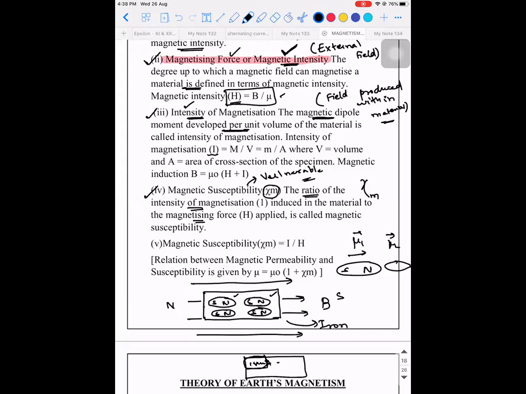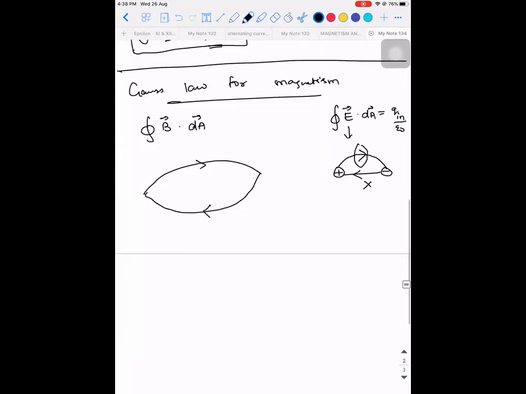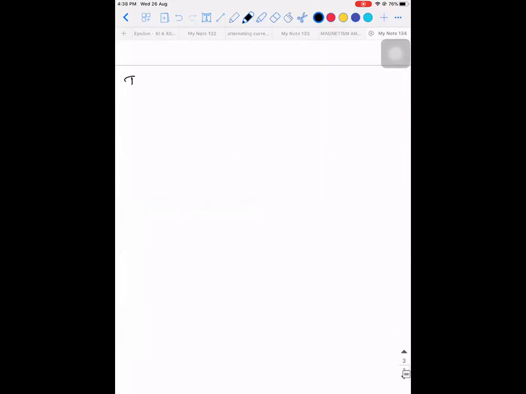Sir, can you explain it again, sir? Yeah, sure, I'll do that. See, magnetic intensity is represented with H. It is B divided by mu. Intensity of magnetization is mu divided by capital V, right? So intensity of magnetization is mu divided by capital V.